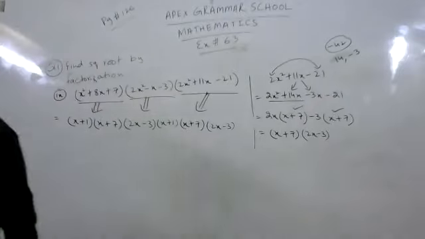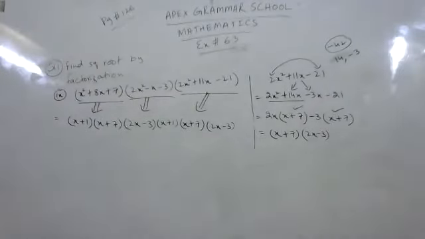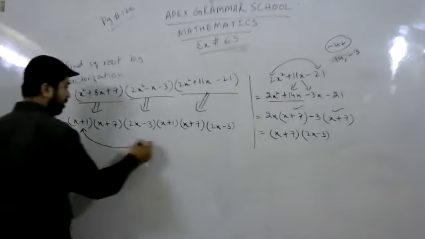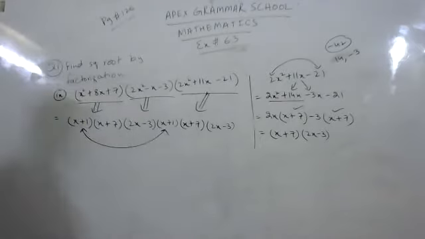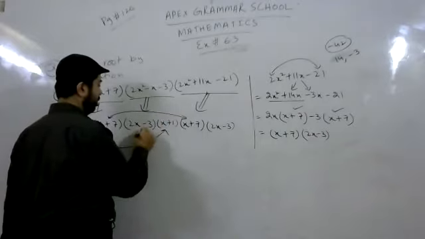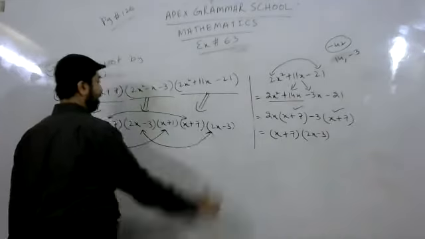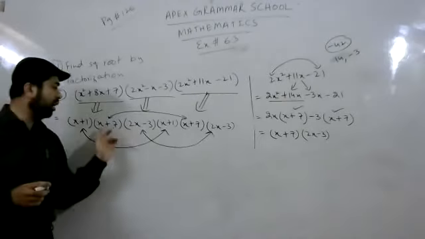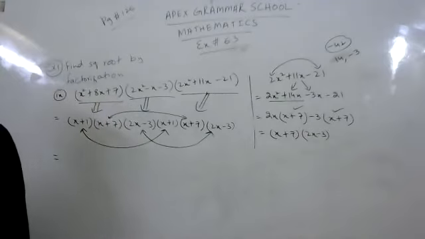Now think about it. What is going to happen here? You can see the repeated items in this expression: x plus 1, x plus 1, x plus 7, x plus 7, 2x minus 3, and 2x minus 3. So nothing is left. All the things are multiplying and making squares of them: x plus 1 square, x plus 7 square, 2x minus 3 whole square.